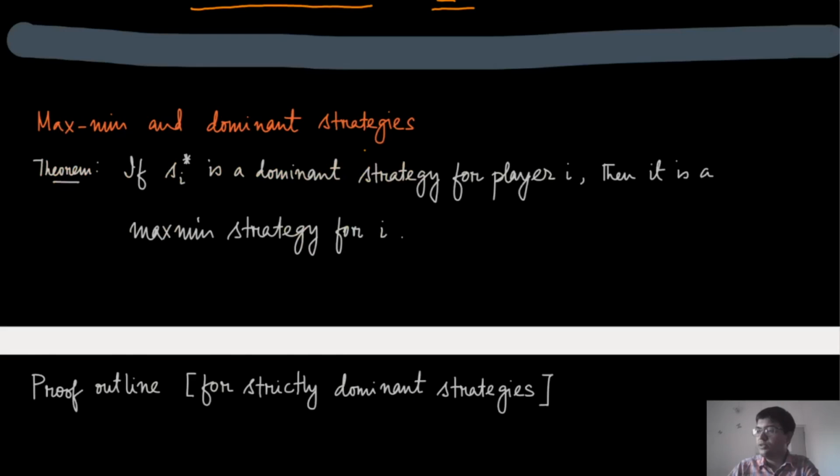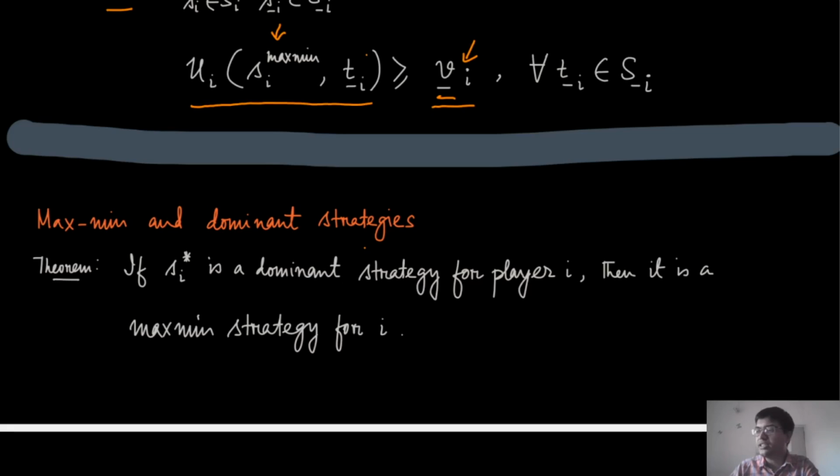Now the natural question that we ask whenever we introduce a new definition of an equilibrium or notion of predictive outcome is what its relation is with the previous notions that we have introduced. So we are going to ask what is the relationship between dominant strategies and maxmin strategies. Here is one result: if s_i star is a dominant strategy for player i, then it is a maxmin strategy for i as well.